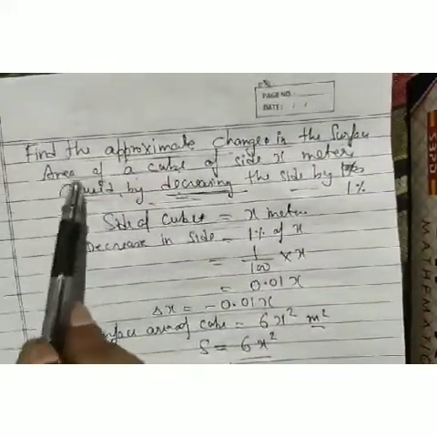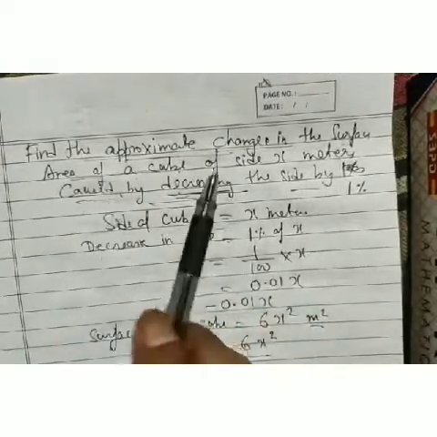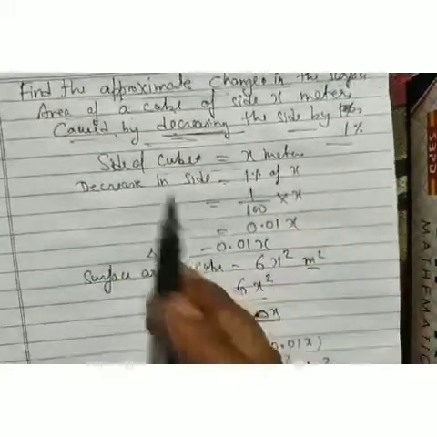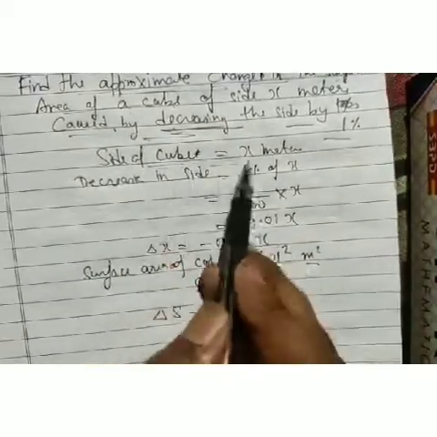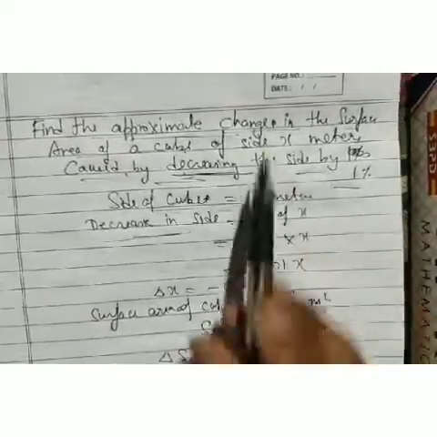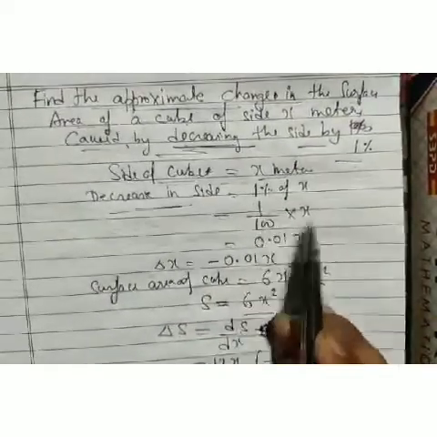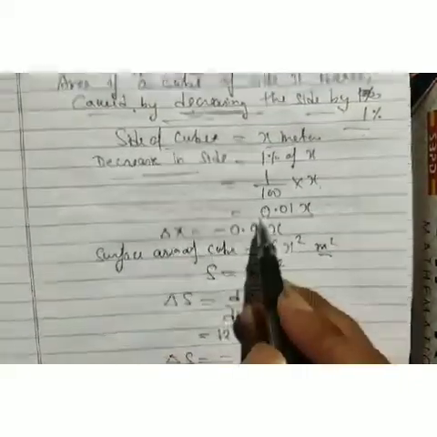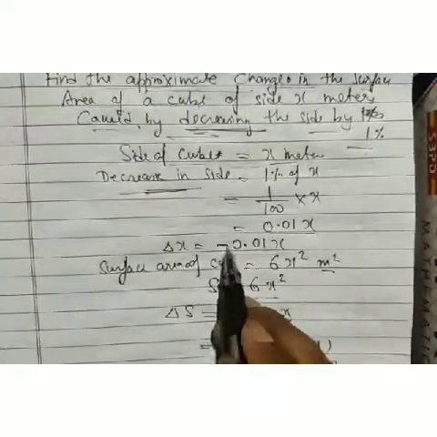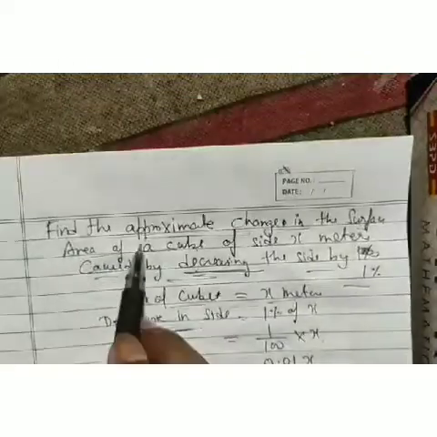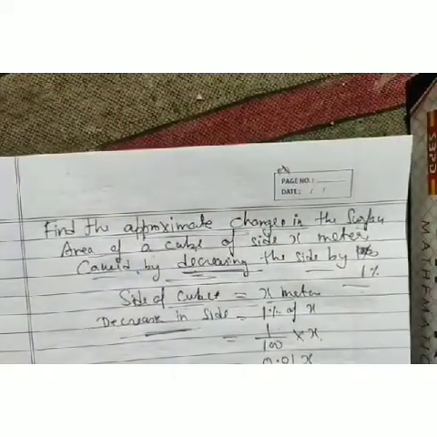What we do in such type problems, we have to find the approximate change in the surface area of the cube of side x meter caused by decreasing the side by 1%. We take our side of cube as x meter. Decrease in side is given as 1%. 1% of side means 1% of x, which is 1 by 100 of x. Then we get 0.01 x. Then our del x is what? Since it's a decrease, we take it with a minus sign there. Our del x is minus 0.01 x.